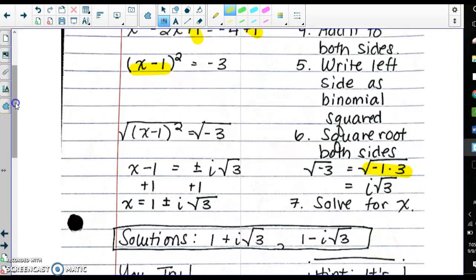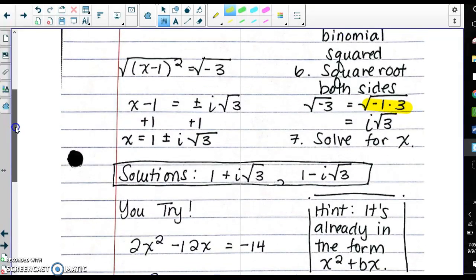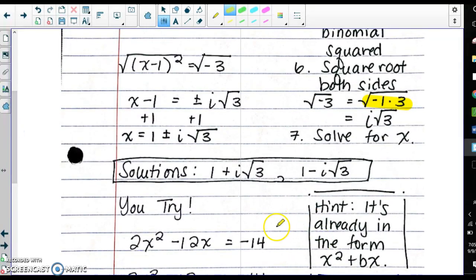All right, here is a u-try. We have 2x squared minus 12x equals negative 14. And this one is a little bit different because your equation is not automatically set equal to 0. It's already equal to negative 14. So it's already in the form x squared plus bx. So I want you guys to go from there and follow the steps. Go back to the first step and solve by completing the square. Go ahead and pause the video.